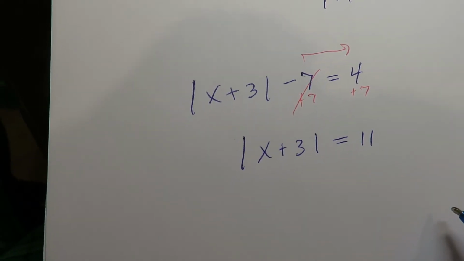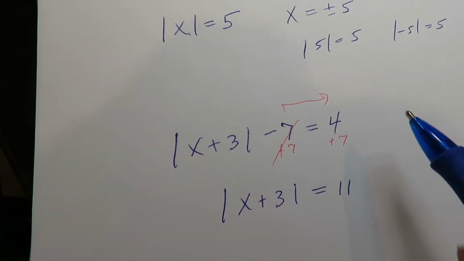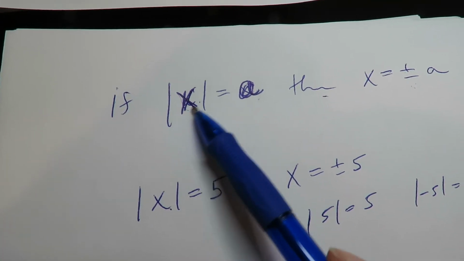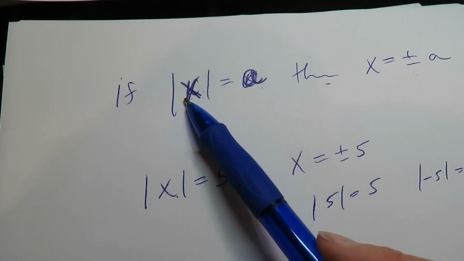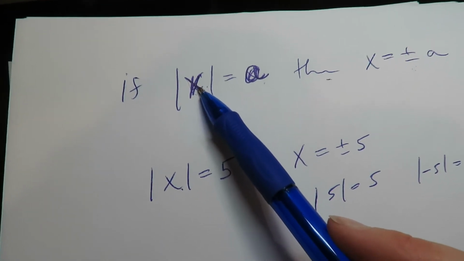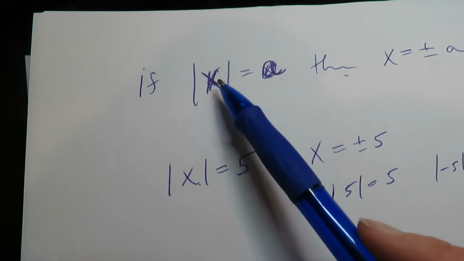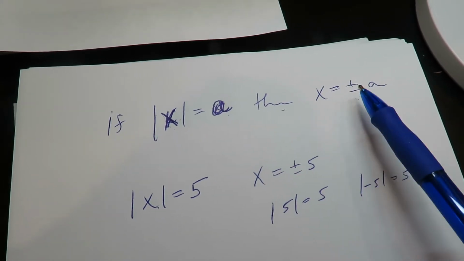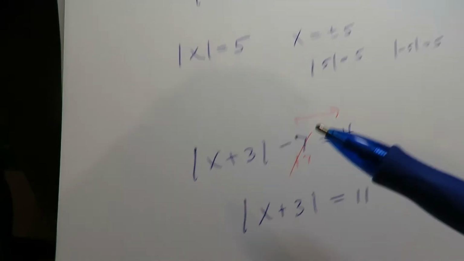Okay, so now it's on the other side, and now I can use the rule. As this gets fancier, make sure you understand the rule. It's saying whatever is in here, no matter how small or how enormously large, if you take off the absolute value, is going to equal the plus or minus of what's on the other side.